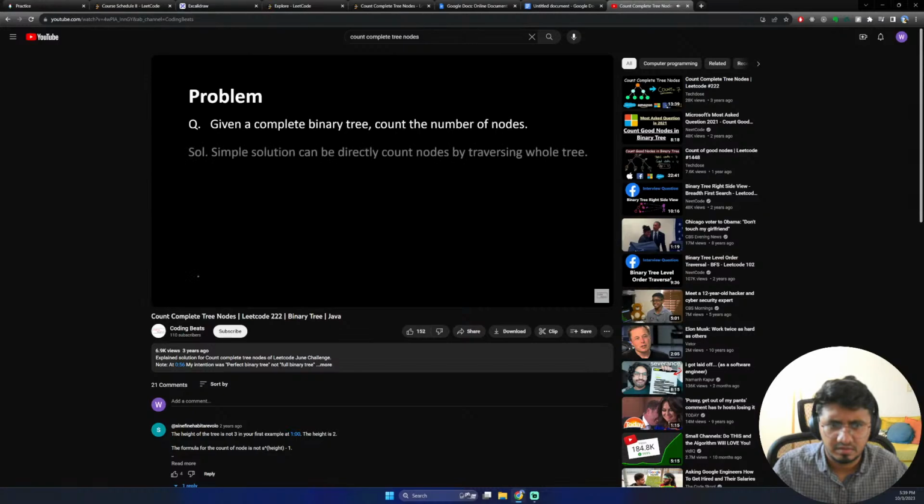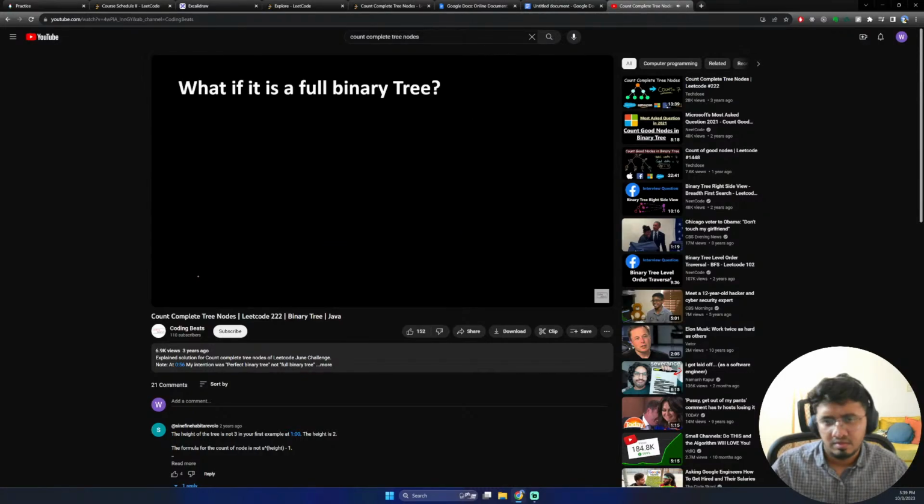A simple solution would be to count all nodes by traversing the whole tree, and it will take O(n) time. So can we do something better? Can we use some property of a complete binary tree? What if I give you a full binary tree? Will you be able to count the number of nodes? That is pretty easy, right?